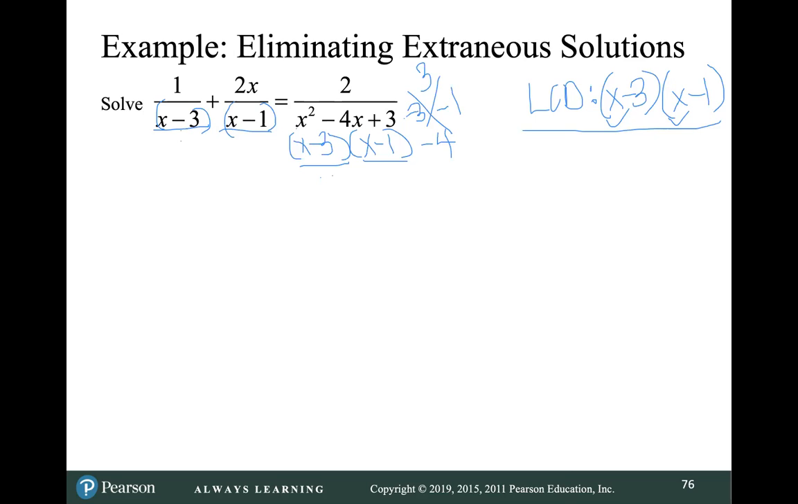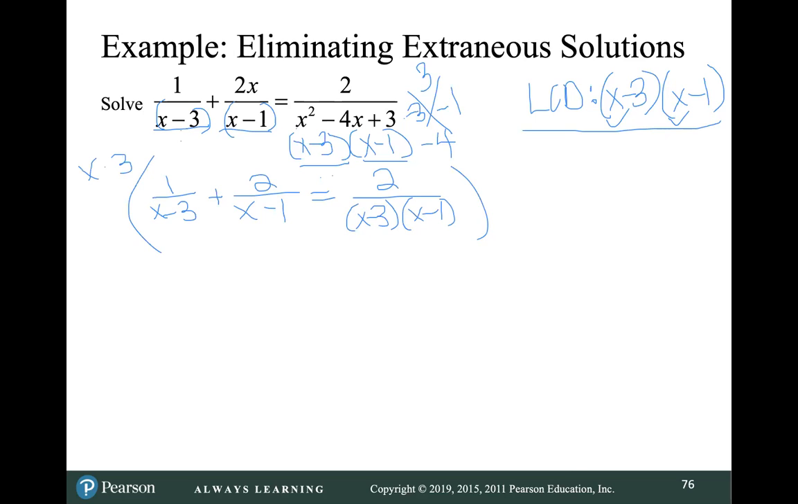Okay, so I've got my LCD. I want to multiply everything by my LCD. So I'm going to rewrite this here. x minus 3 plus 2 divided by x minus 1 equals 2 divided by the quantity of x minus 3 times the quantity of x minus 1, multiplying by x minus 3 times x minus 1. And I'm doing it to each term, so I'm just going to write this above each term. And the reason I did that, so that represents my distributing.